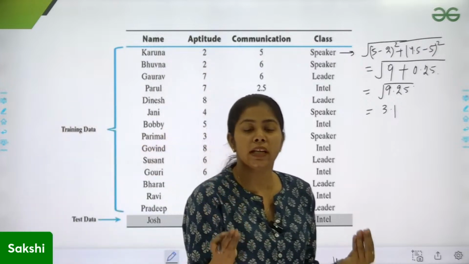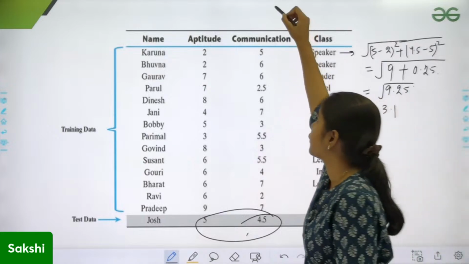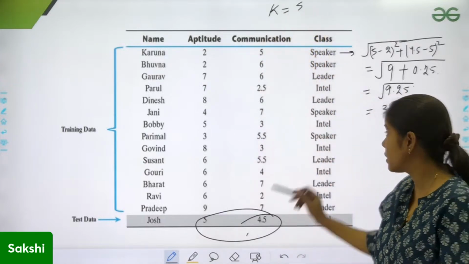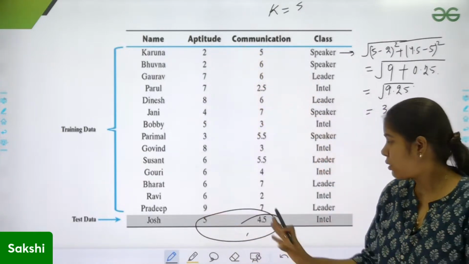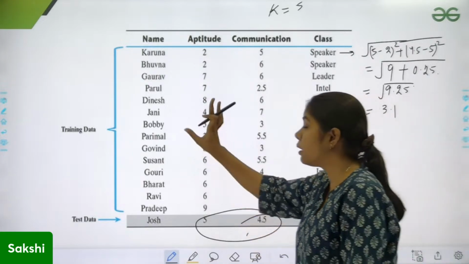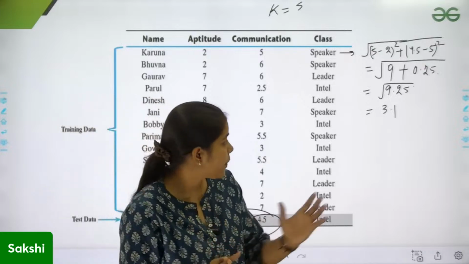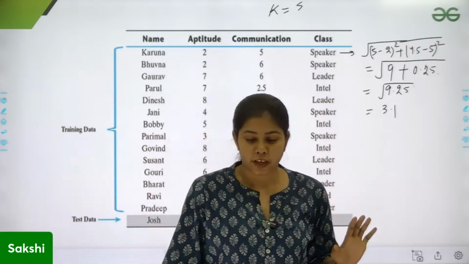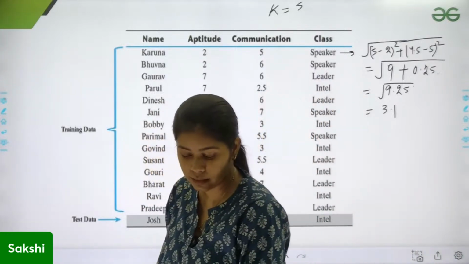And let's suppose somebody tells you or you have decided the value of k as 5. So what would you do? You would take the 5 closest distances, the 5 students who are closest to this point, and in that neighborhood, you would check which category is maximum among those 5 people: speaker, leader, or intel. According to that, you would classify the point. Just let me know, guys, if this thing is clear.